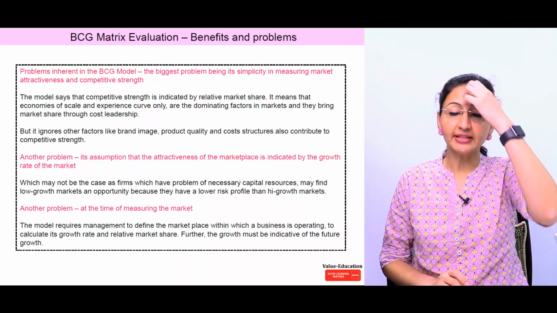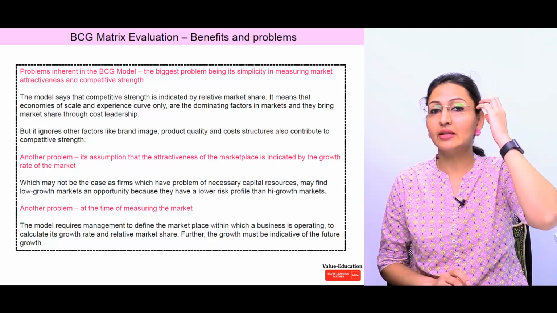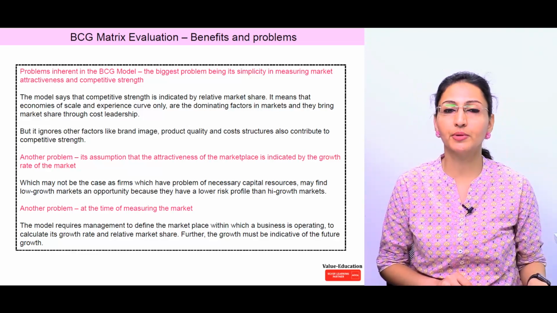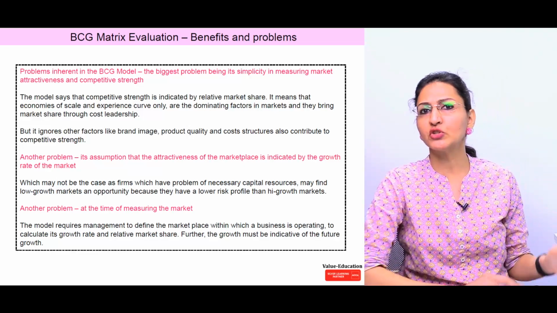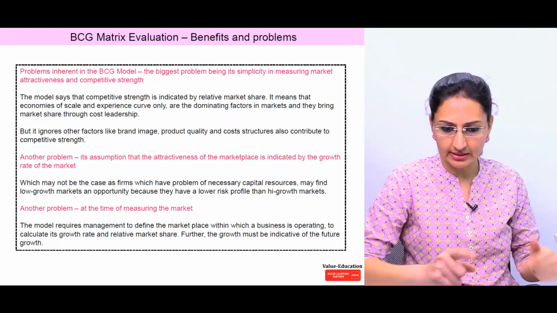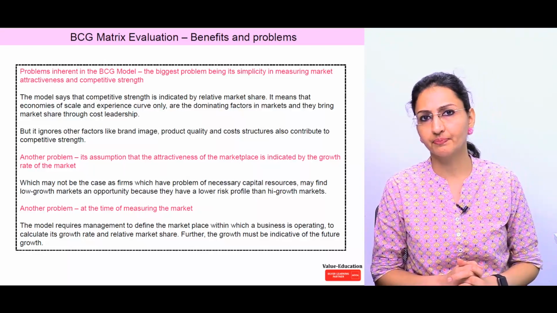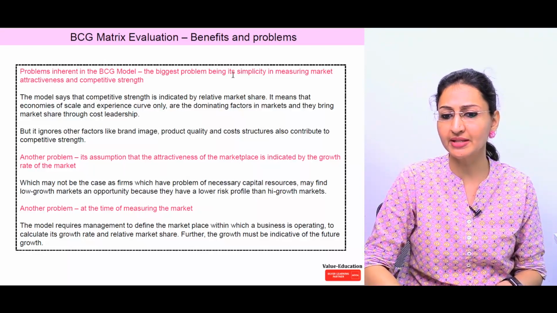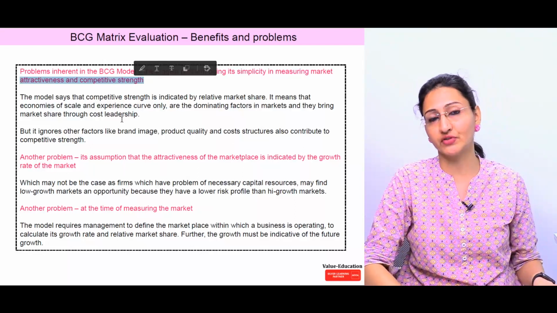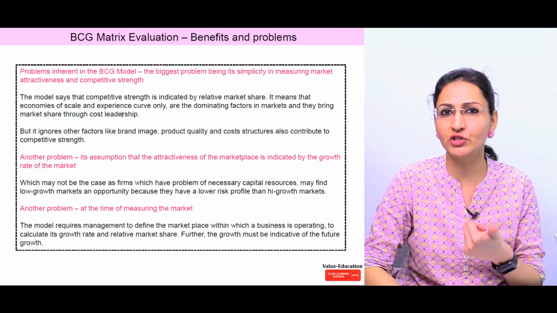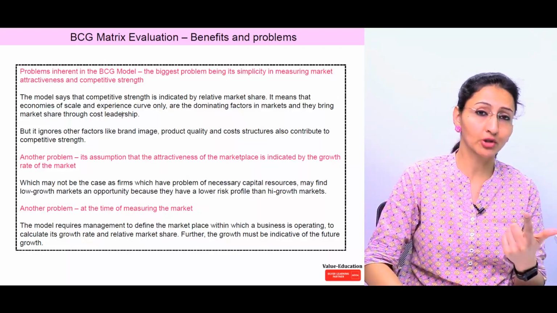Now there are some other problems also which are in the BCG model. What are these problems? Something more in detail. With the problems which we just saw, more details are discussed here. The first thing, the biggest problem is its simplicity in measuring the market attractiveness and competitive strength. That means how much is the market share and how much is the market growth going to be.